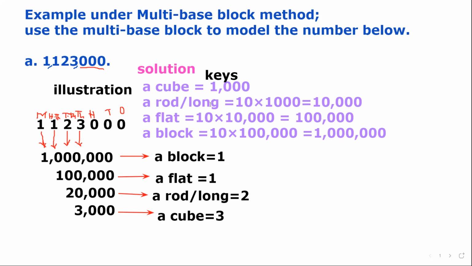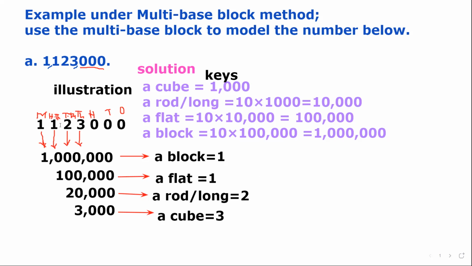So you could also see clearly that a rod or long is equal to 10 times the 1000, which is the previous key, will give you what? 10,000. When you take the flat, 10 times the previous key, and the previous key of the flat is what? Rod or long, and 10 times the 10,000 will give 100,000. A block, which is equal to 10 times the previous key, the previous key of a block here, a flat, is what? 100,000, and 10 times 100,000 also gives you 1 million.